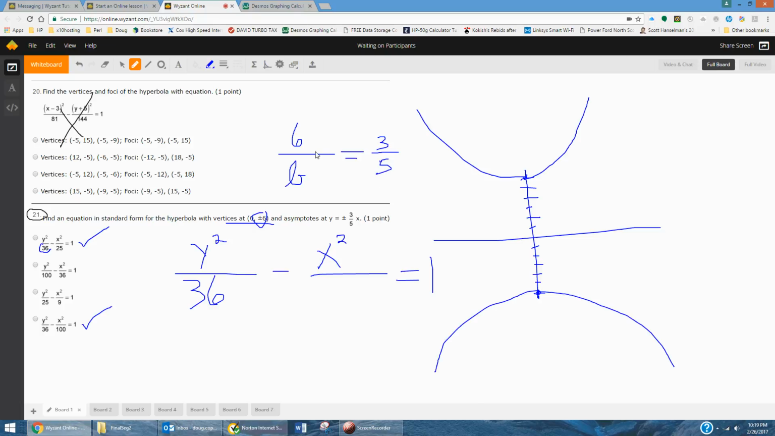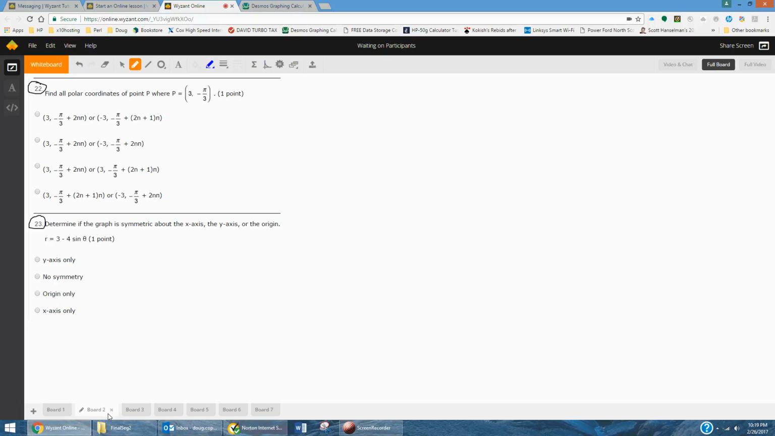So if I cross multiply, I get 3b equals 30. So b equals 10. So b squared is 100. So that's what goes here. There's your answer. Board 2.